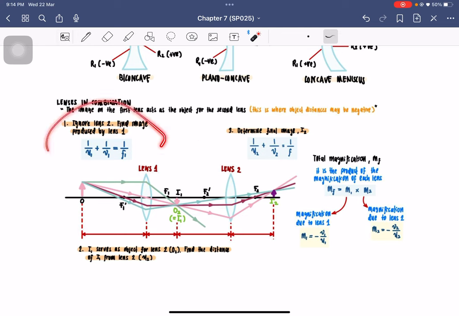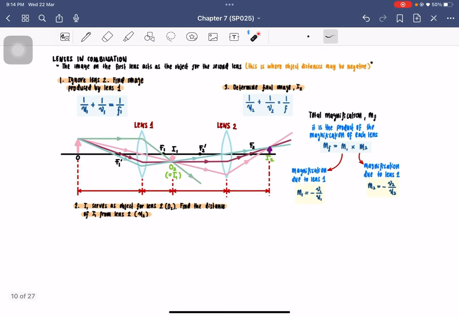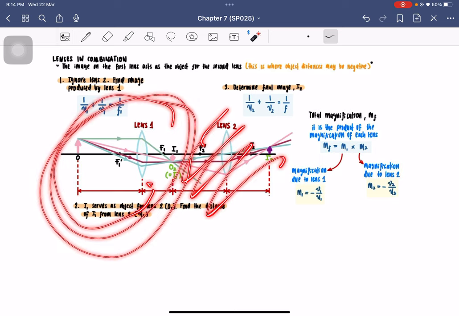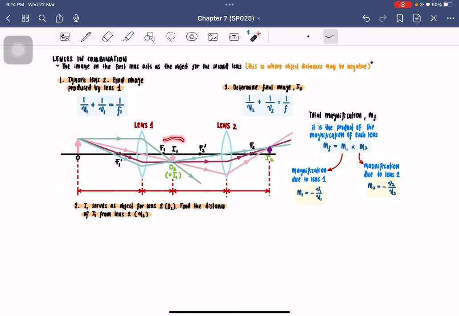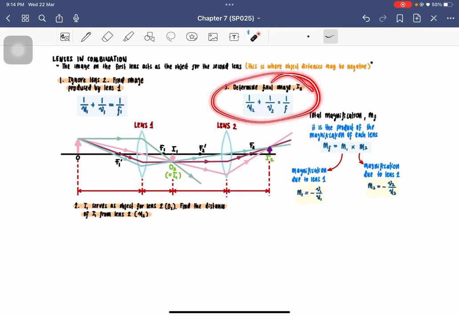Okay, so these are the steps, but you have to do problems that relate to this in order for you to understand it. But the first step is you have to ignore this lens and just focus on this one lens here. After that, the image that is formed due to the lens here would become the object for lens number 2. Then you can find the final image formed by this lens, and that's it. So that's just how you do lenses in combination.